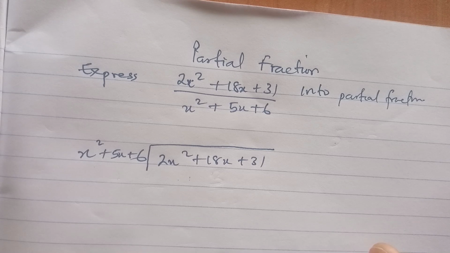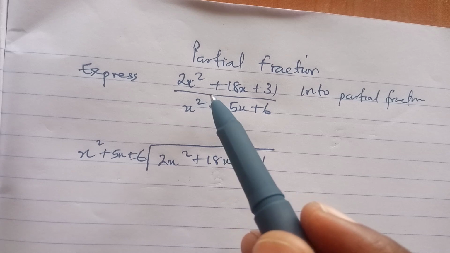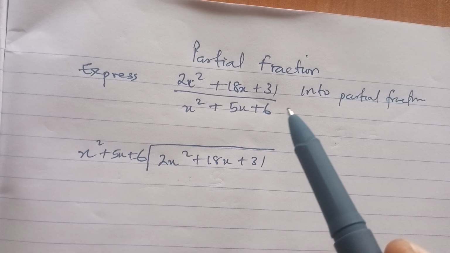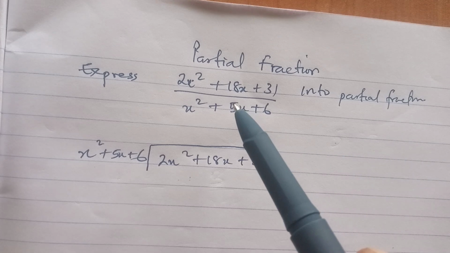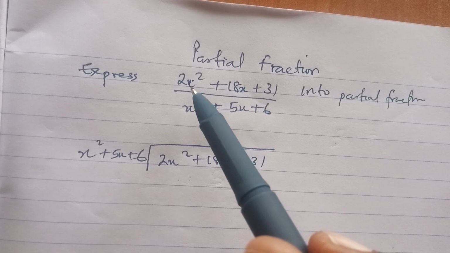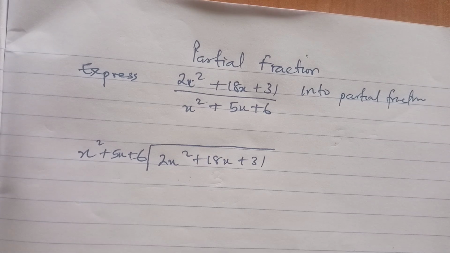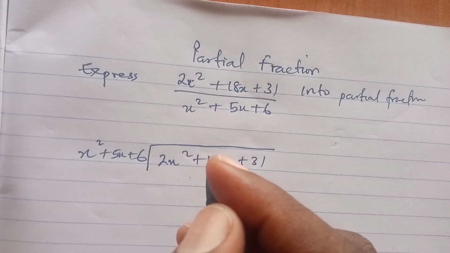Right, let's look at another problem of partial fraction. So we have this: express (2x squared plus 18x plus 31) over (x squared plus 5x plus 6) into partial fractions. So the first thing we observe is that the order of the numerator is the same as the order of the denominator. So what do we do in this case? In this kind of problem, we divide the numerator by the denominator first, so as to reduce the order of the numerator. So we use the long division method.